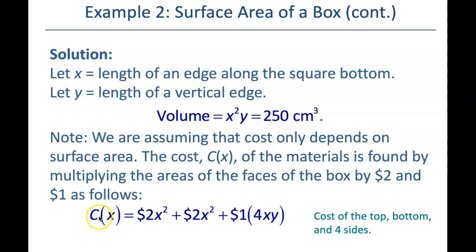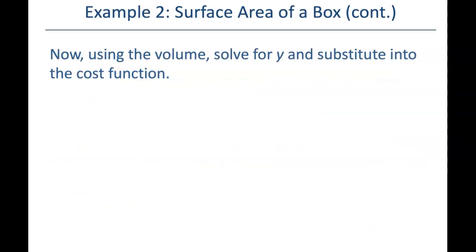So this is a cost function, and the variable is just the length of an edge along the square bottom, and you know that because you wrote it all out nicely. All right, simplifying, we get 4x squared plus 4xy. And again, that's a cost function, and we want to minimize the cost.